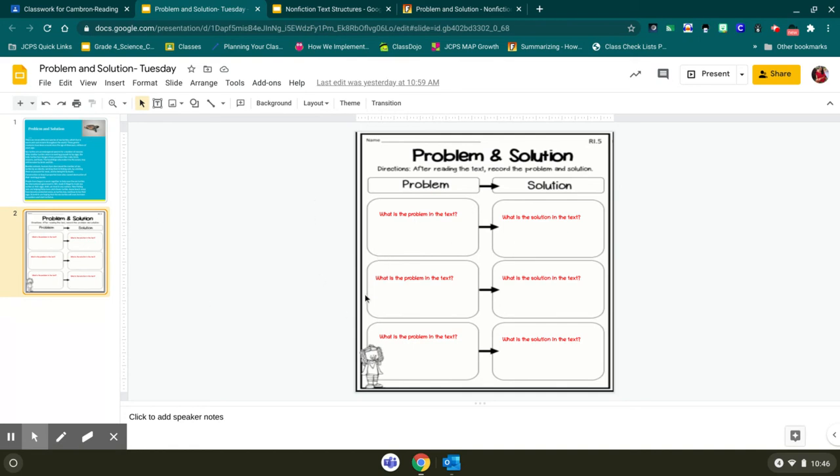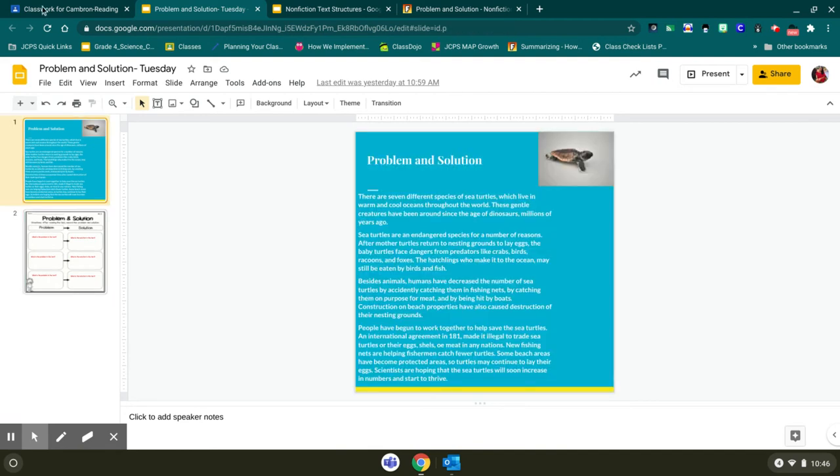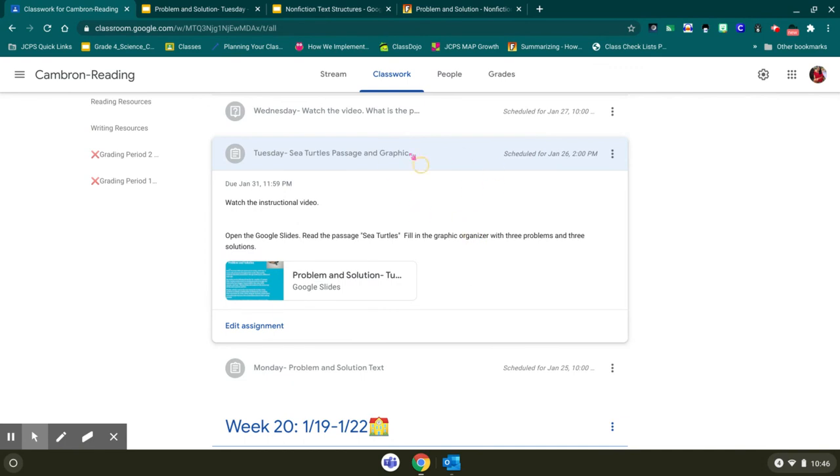So you are going to fill out each problem and solution set. So make sure you are filling those out in complete sentences, not just one word. When you are done, make sure you come back to your reading classroom and hit mark as done or submit.